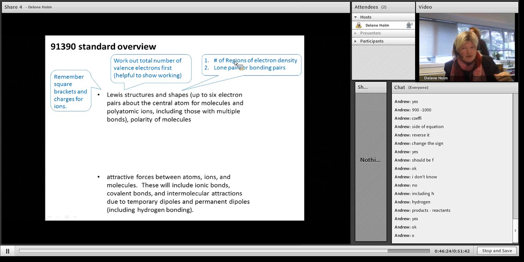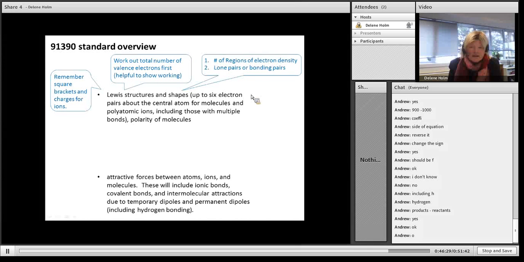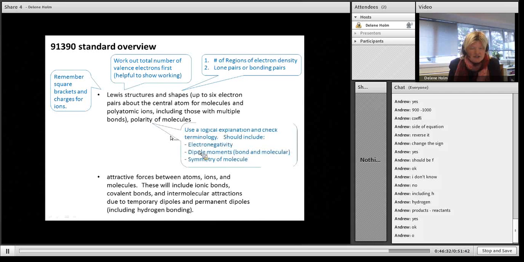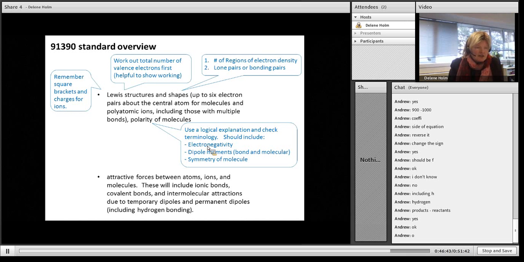Always start from the total number of regions of electron density. And then with the polarity, it's important for Excellence to always discuss electronegativity and show that you know your trends. So if you've been given IF3, fluorine is higher up the group than I, so you should be able to say that fluorine has a higher electronegativity than iodine. Don't just say there's a difference in electronegativity; show that you've understood the trends, and you can use the periodic table to work out which ones are different.